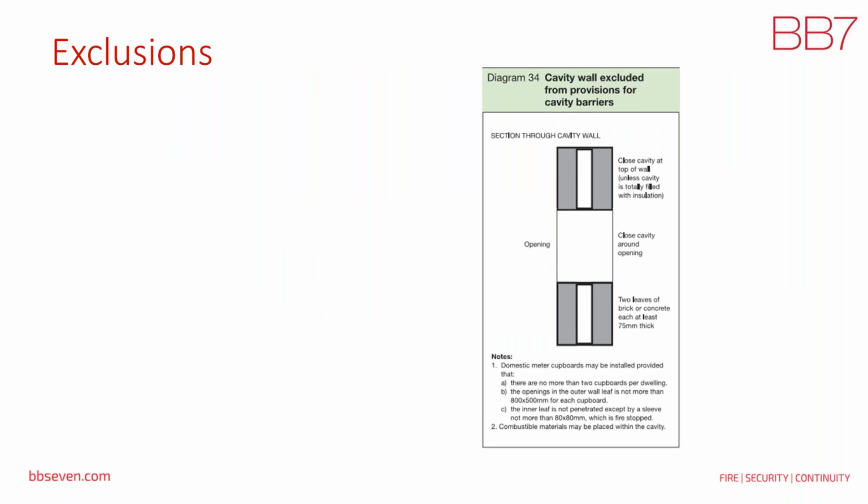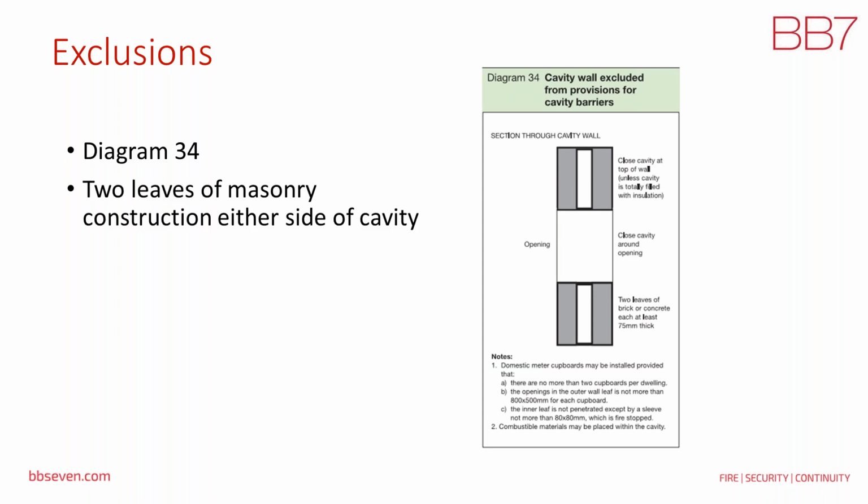There are exclusions from this. The one exclusion that's in Approved Document B is on diagram 34, and it shows a section through a wall where you've got two leaves of masonry either side of the cavity. So you see an opening, and the opening could be construed as a window. And then you have your cavity running up and down. You've got two leaves of masonry.